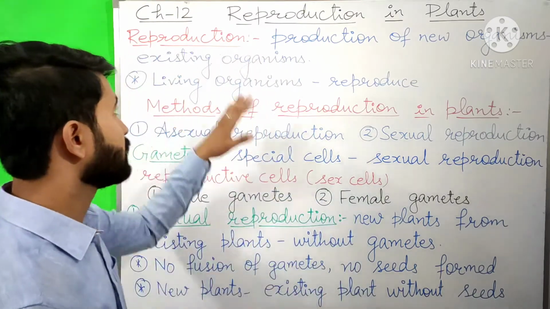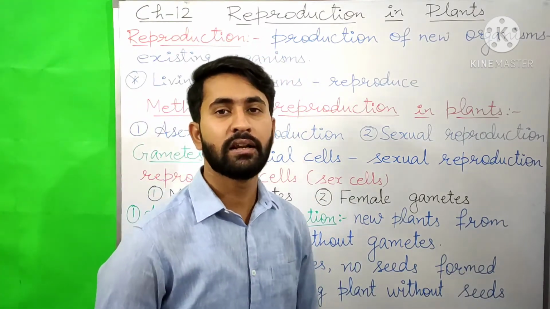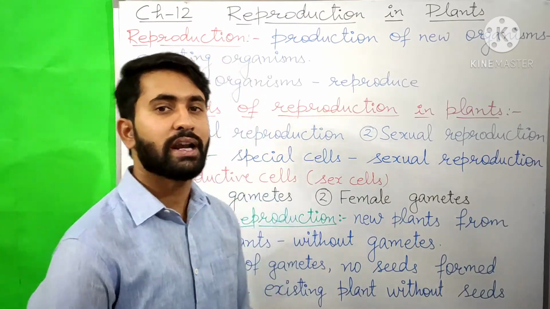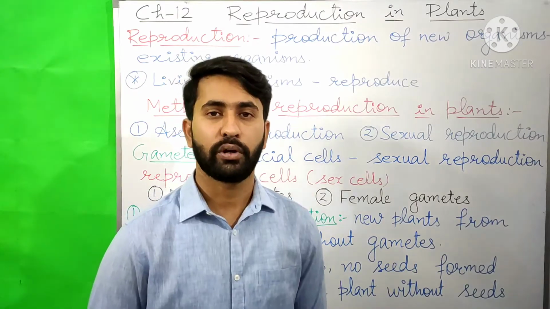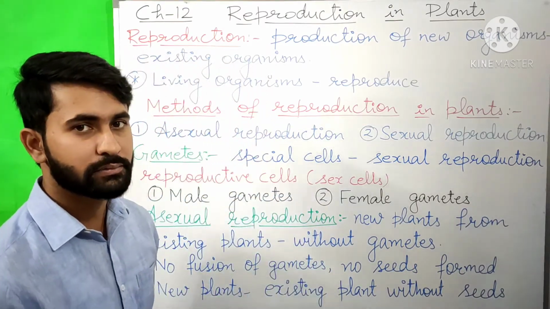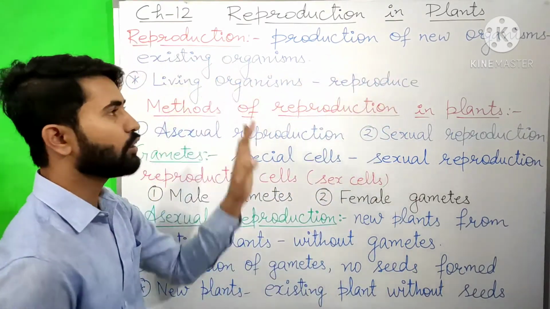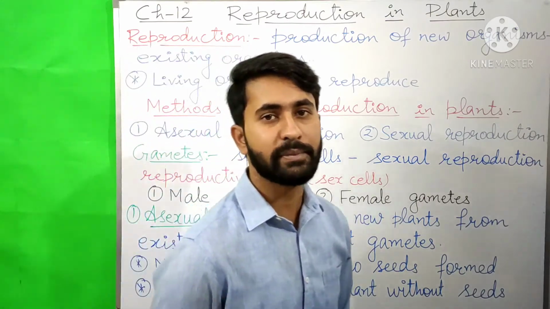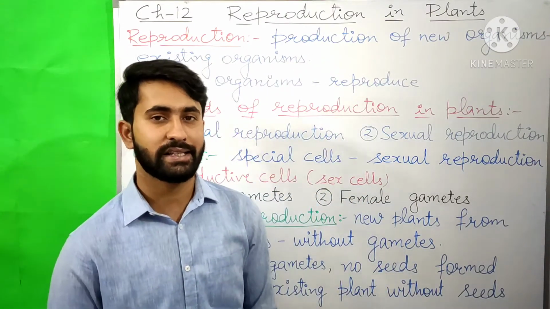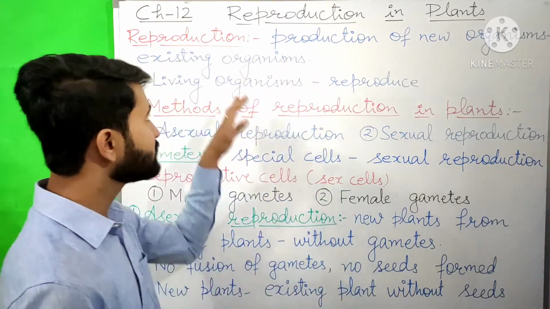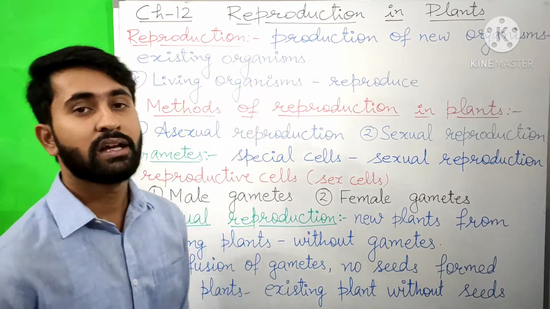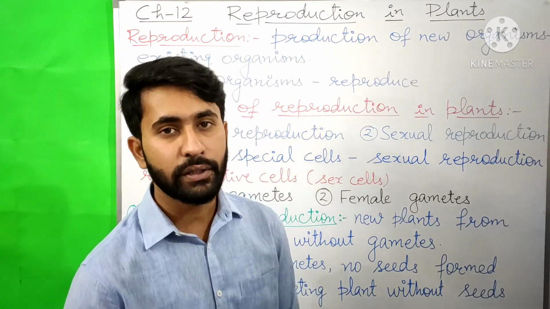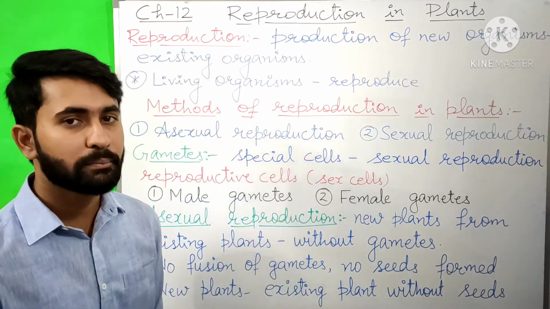Today we are going to start our new chapter, chapter number 12, Reproduction in Plants. So first of all, let us understand the meaning of the word reproduction. The production of new organisms from the existing organisms of the same species, or we can say the same type, is known as reproduction. Or we can define reproduction as the production of new organisms from their parents.